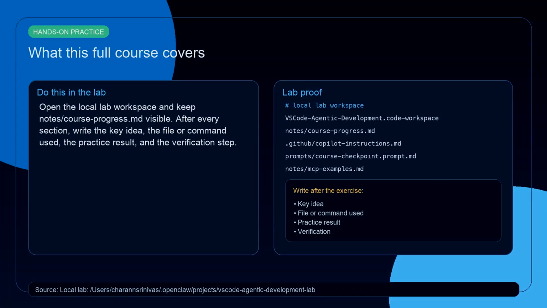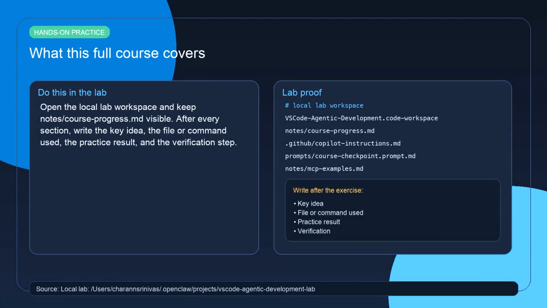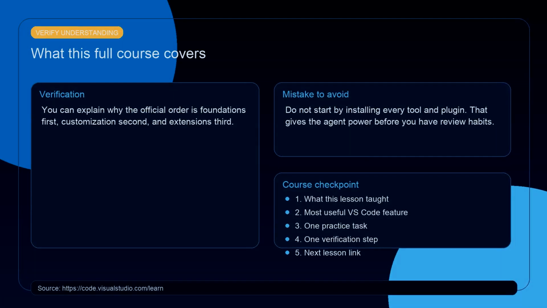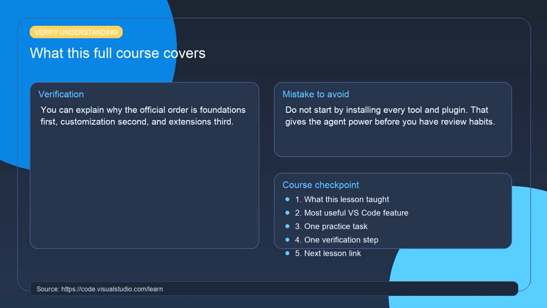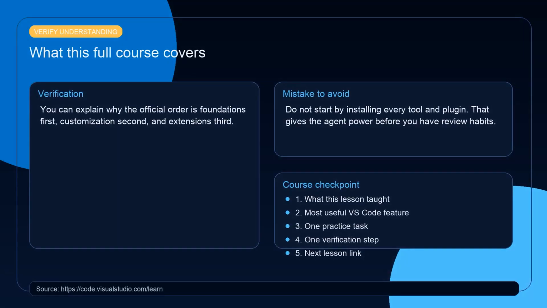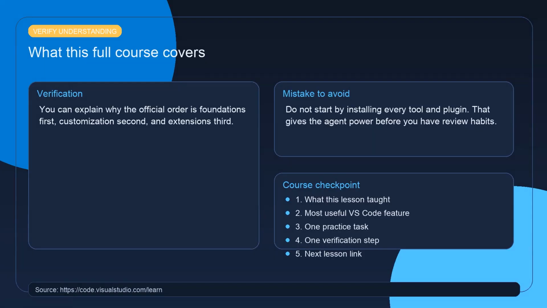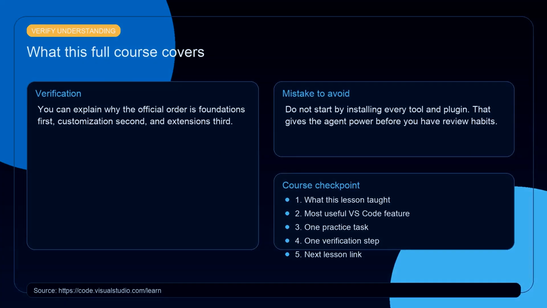Your first exercise is simple. Open the local lab workspace and keep notes/courseprogress.md visible. After every section, write the key idea, the file or command used, the practice result, and the verification step. The first proof is not a fancy app. You can explain why the official order is foundations first, customization second, and extensions third.